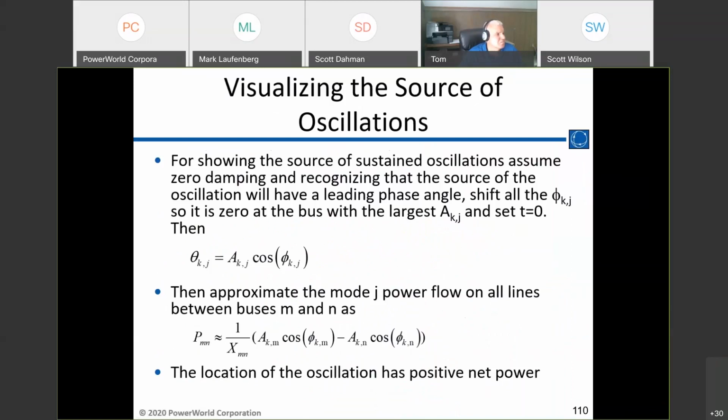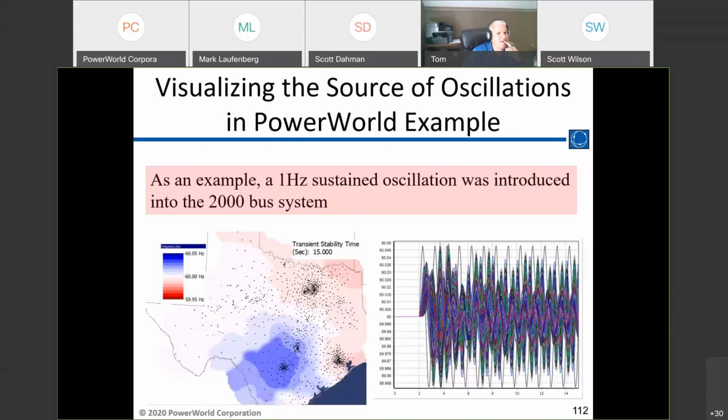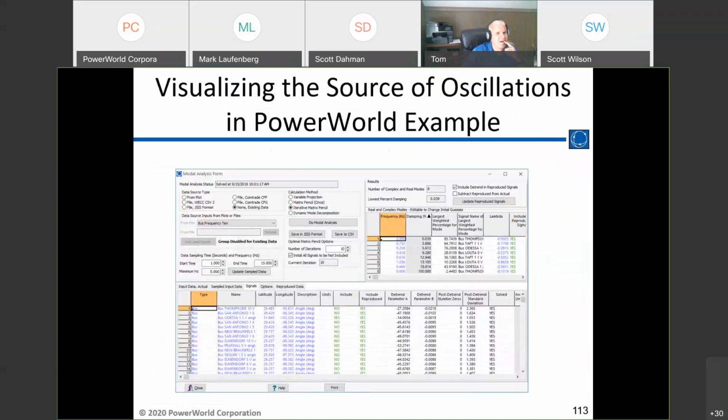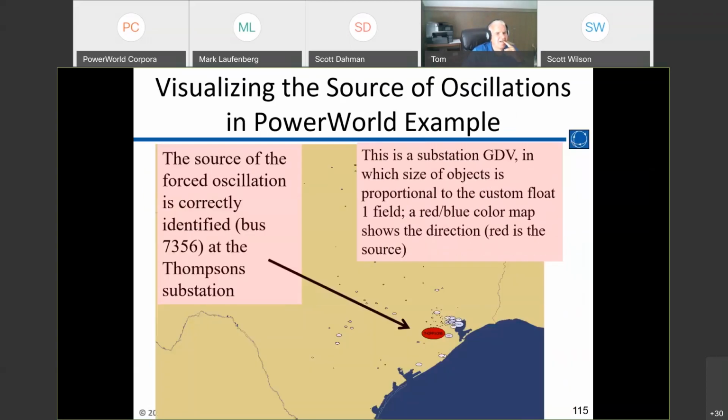You can also do things like, if you calculate the mode or the modes for voltage, you can take the magnitude and angle of those modal calculations and treat them like real voltages and angles and approximate how that oscillation is causing power to flow around the system. From that, you can calculate the source of an oscillation. This was an example where Tom had put in a fake generator intentionally creating an oscillation, and the modal results pick that up, and you can blame it on a particular generator.